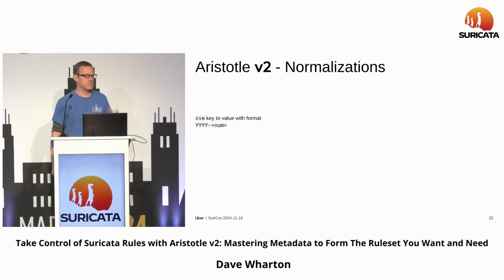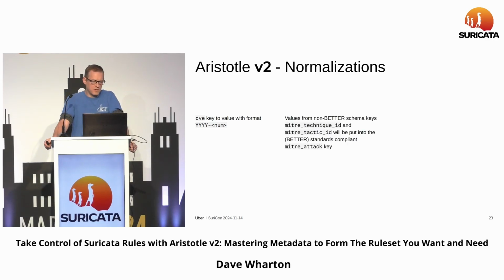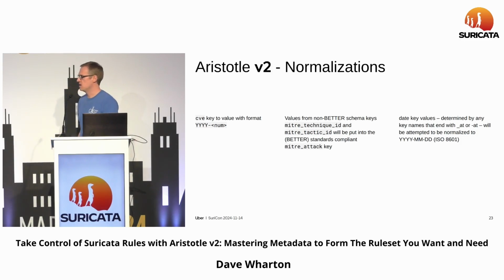And then there's what I call normalizations, where Aristotle attempts to, we'll say, fix existing metadata. So things like CVE keys, it attempts to put into the standard format. Similarly, the MITRE ATT&CK key it attempts to make standard compliant as well. And then finally, the date key names and values, it attempts to convert the values into standards compliant, specifically ISO 8601.